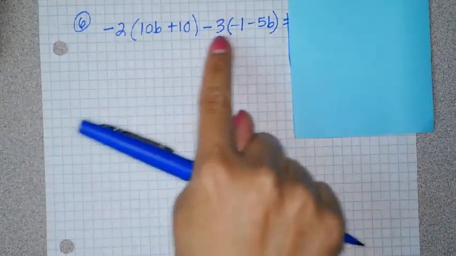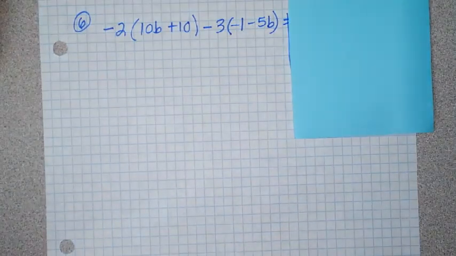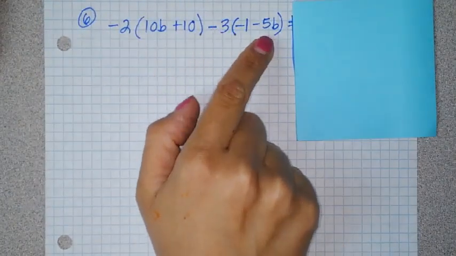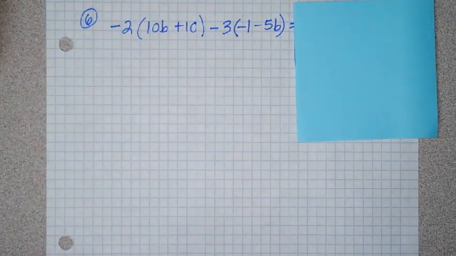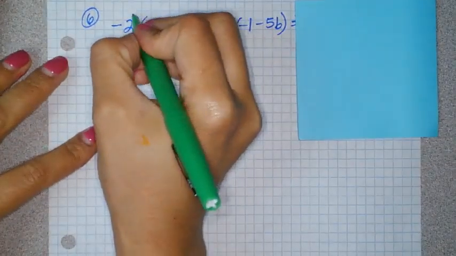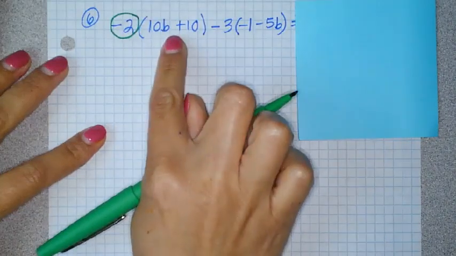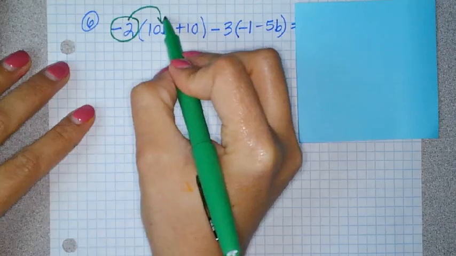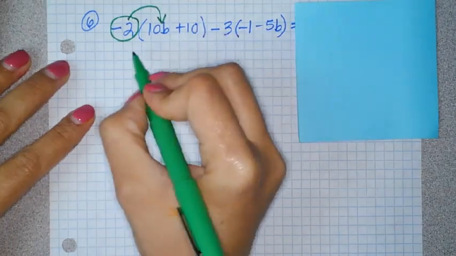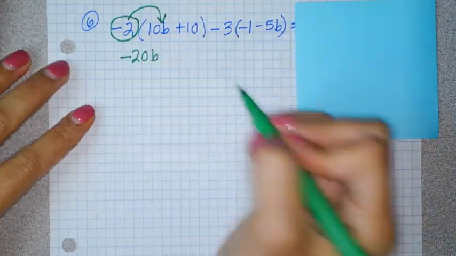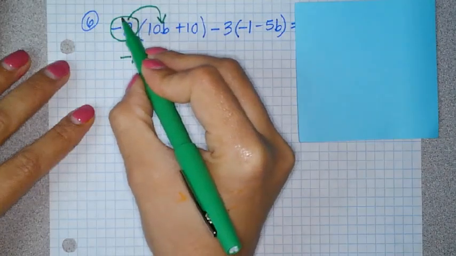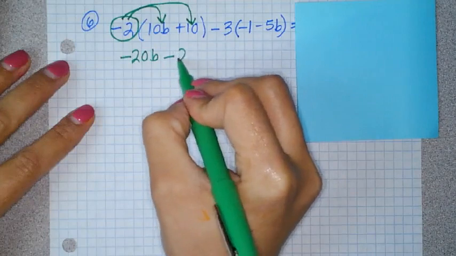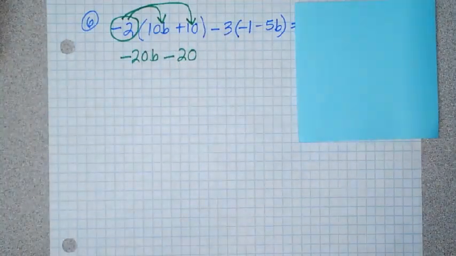Right now I have a lot of mess here. So my first step is to distribute over here and distribute over here as well. I'm going to go ahead and do that. This negative 2 needs to be distributed inside the parentheses, so I circle it and then I say negative 2 times 10b, that will give me negative 20b, and then negative 2 times positive 10 will give me negative 20. So I'm done with that part.